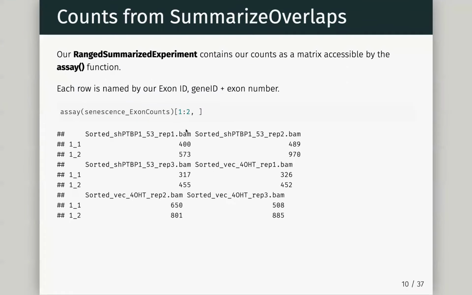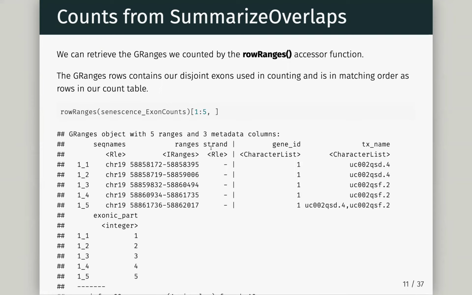Cool. So our range summarized experiment is just like all the other ones we've seen. We can still extract the matrix we want, the actual counts, by using assay. And here we've got, not necessarily sensible row names, but this is the gene, this is the exonic part. We have counts across all our samples. And if we look in the row ranges, this is exactly what we counted over.